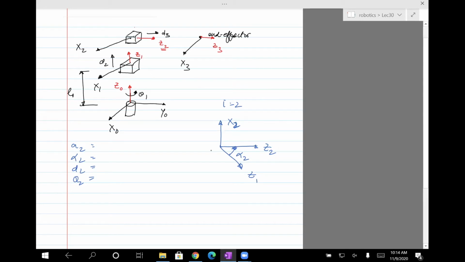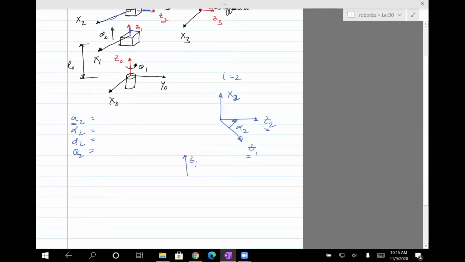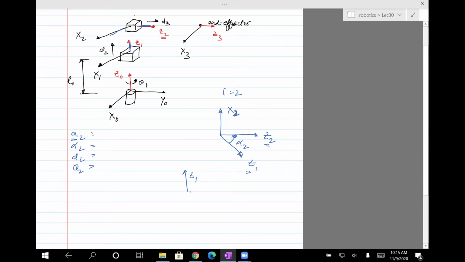Okay, let's move on and identify a2 and alpha 2 from this figure. A2 is the distance from z1 to z2 along x2. So the distance between z1, which is here, and z2 along x2. Okay, so I'm going to redraw that. Z1 is up, Z2 is something like this, and X2 points out of the plane. Now, since Z1 and Z2 intersect at this point, the distance along X2, as viewed from here, is going to be 0.